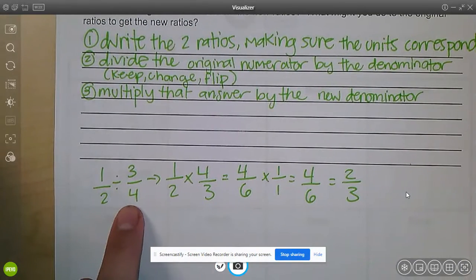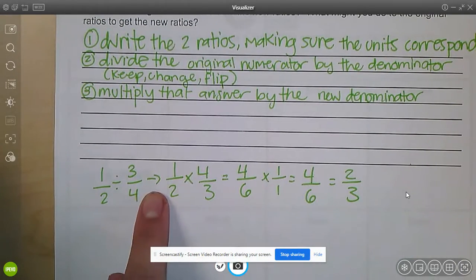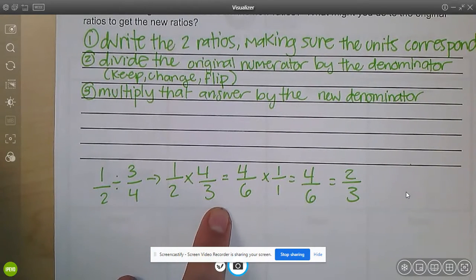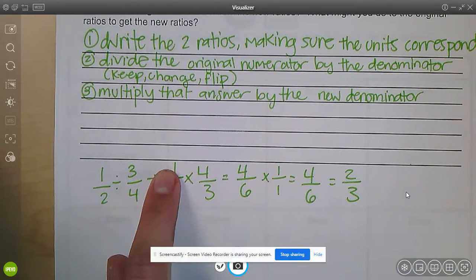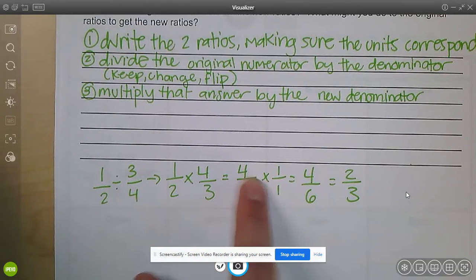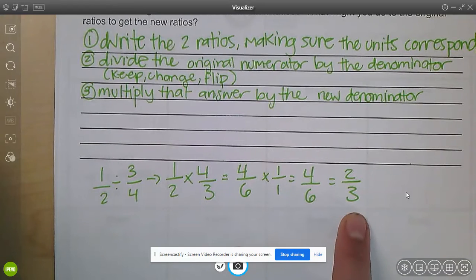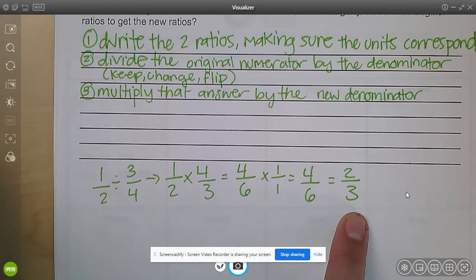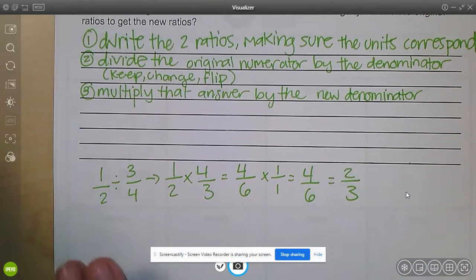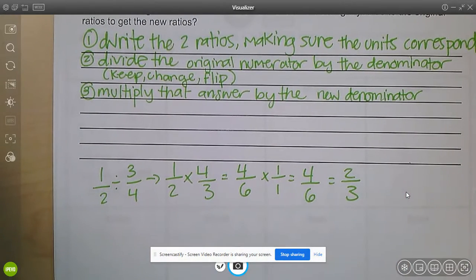1/2 divided by 3/4. That translates to keep, change, flip to 1/2 times 4/3. When you multiply straight across, 1 times 4 is 4, 2 times 3 is 6. And then for this particular question, it was just 1 cup, so really we're just multiplying it by 1, and we still get 4/6 or 2/3. So we get the same answer as when we did the visual. This is just a more computational way to show it.